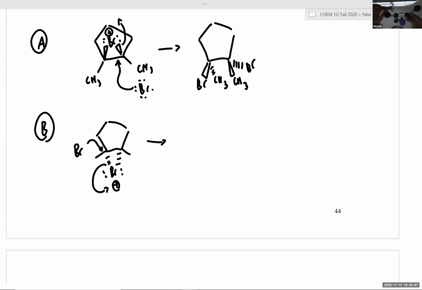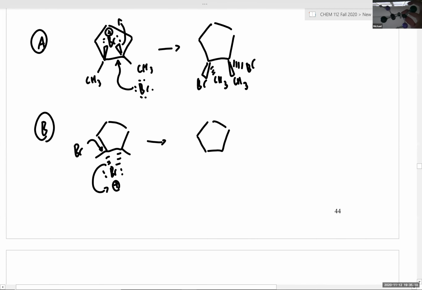Can everyone see this attack? Okay, so we attack and open up our bromonium ion. And now all we have to do is draw what we see after the attack.